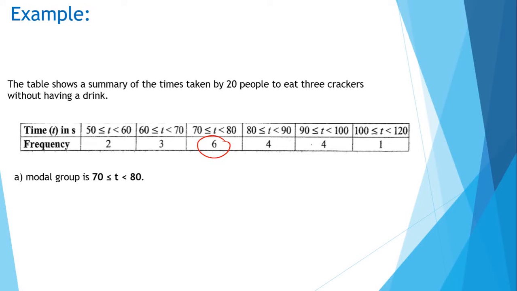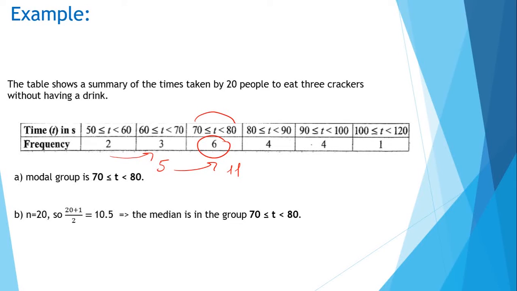Overall, we have 20 values. It means that our median will be the average of the 10th and 11th values. Here we have two values. 2 plus 3 is 5. 5 plus 6 is 11, which means that both the 10th and 11th values are here. So the median is also in the group between 70 and 80.